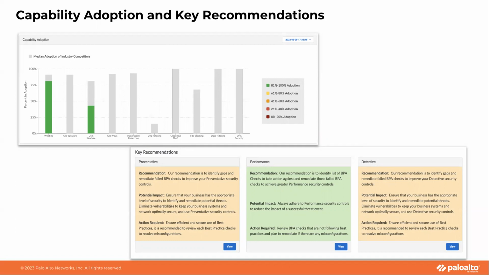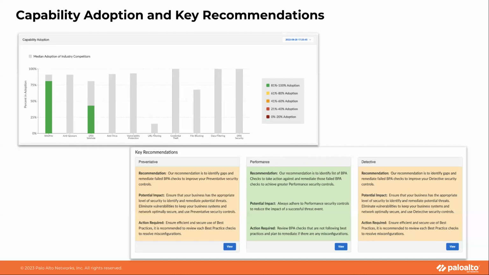Another section at the bottom, as you can see, is the key recommendations, which is based on the failed best practice checks that are tied to security controls. We added 3 of these security controls. To the left, you can see we have preventative, which deals with checks that help to prevent incidents before they occur, meaning the steps taken to avoid unwanted or unauthorized activity from occurring.